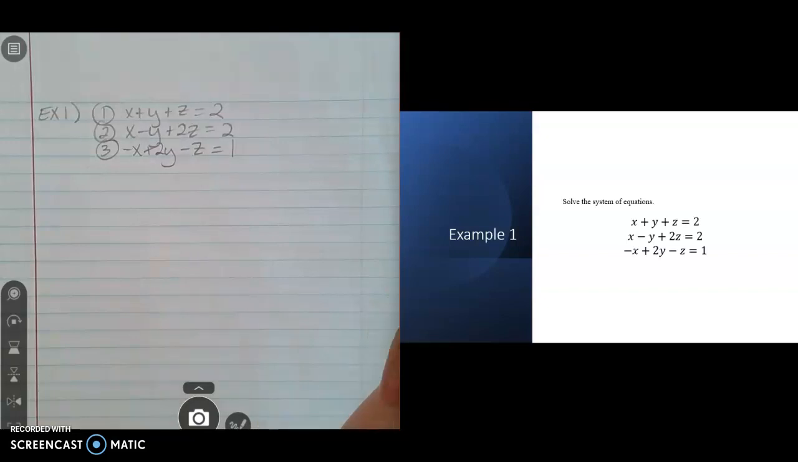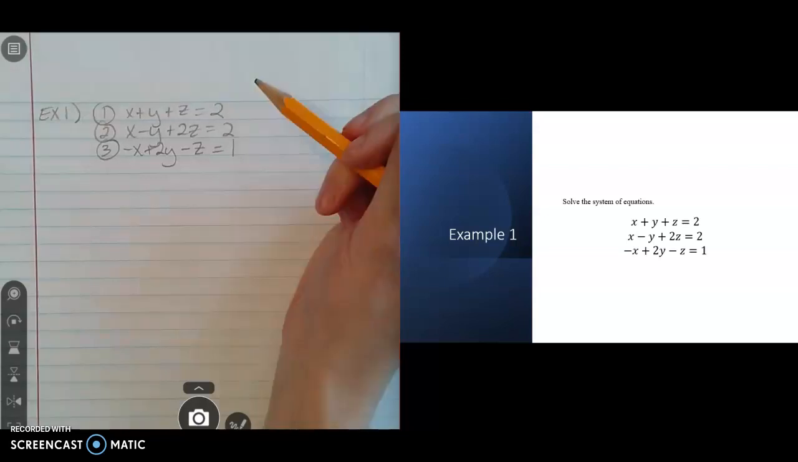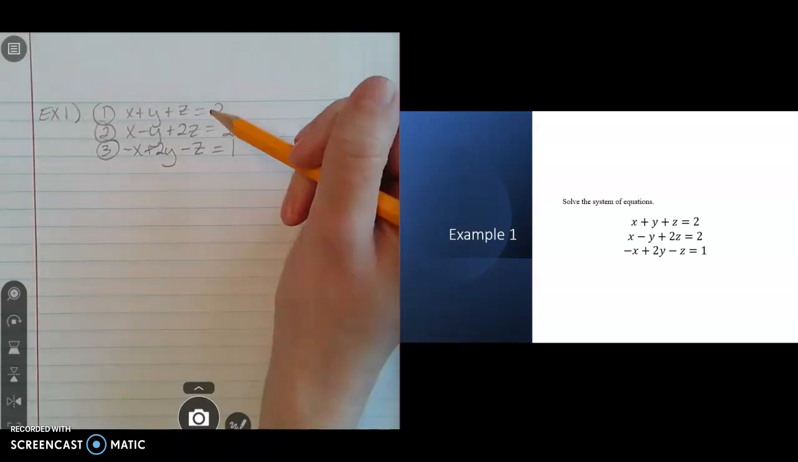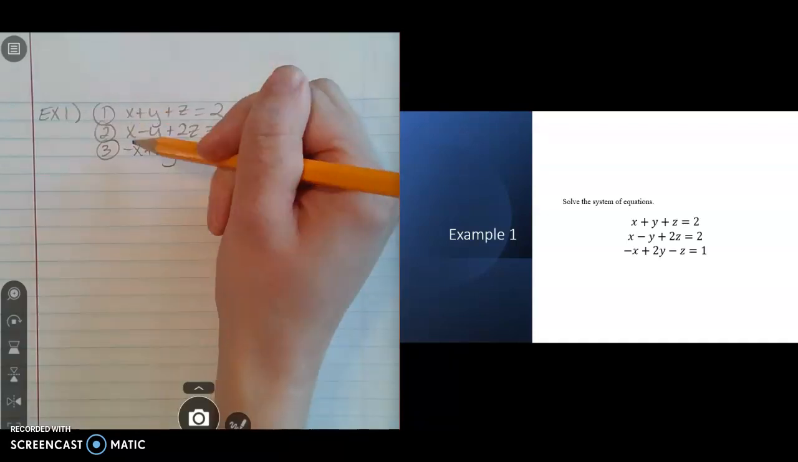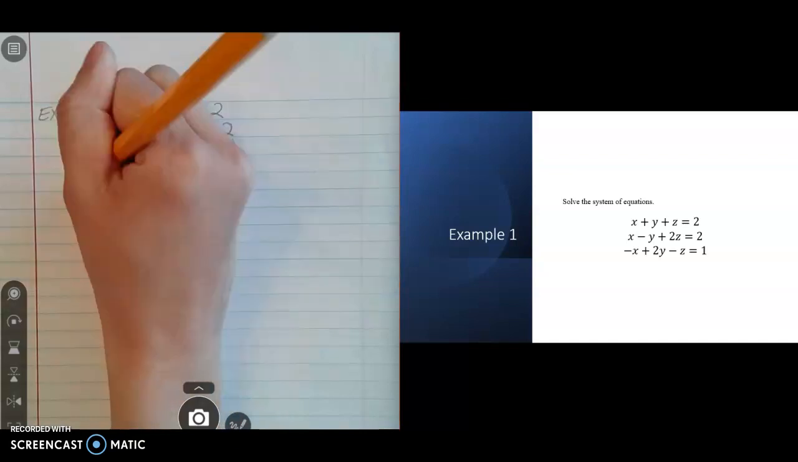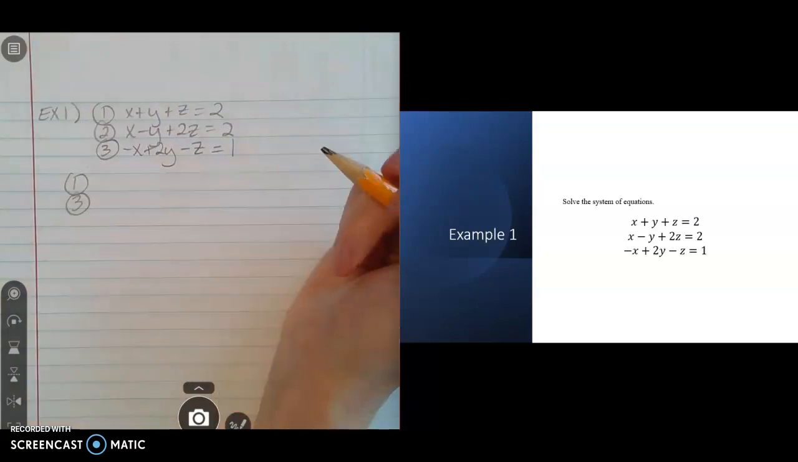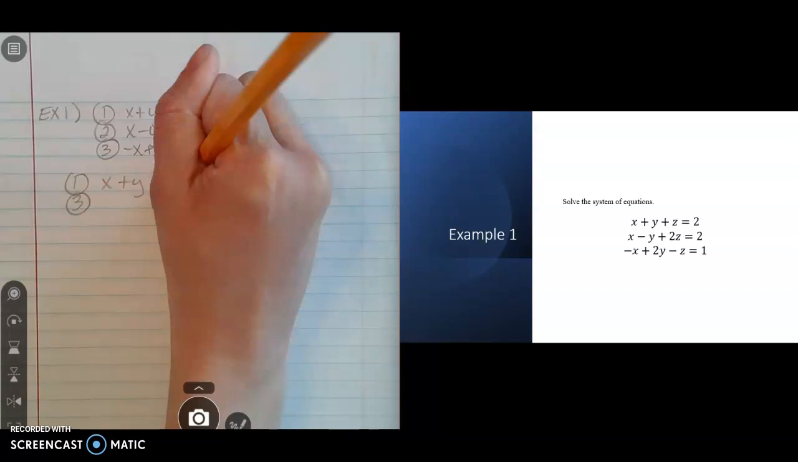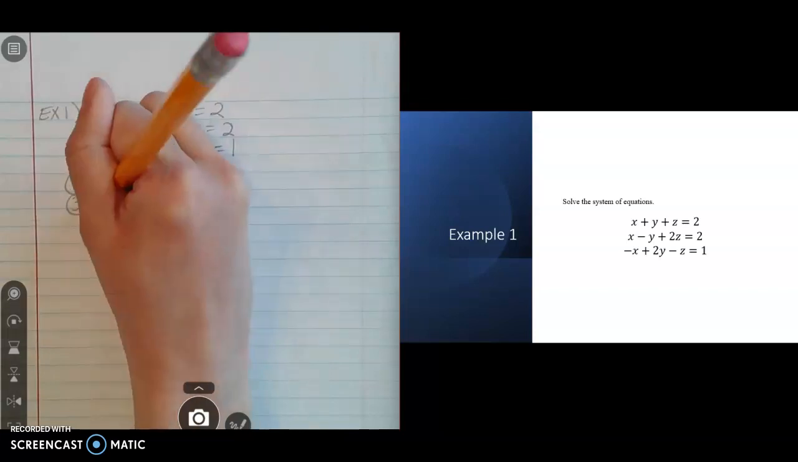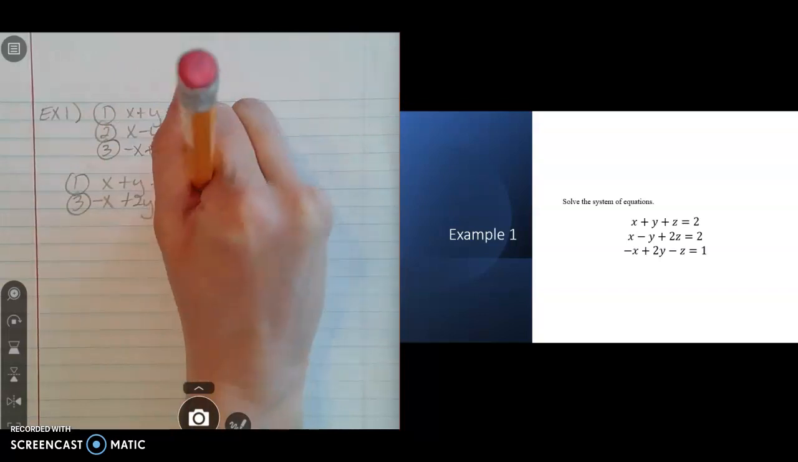So I'm going to try to eliminate a variable so that I can combine a couple of equations here. And it doesn't really matter. It looks like all of them are just as easy to eliminate. So how about we do equation 1 and 3 to eliminate the x's, okay? So equation 1 and equation 3 I'm going to combine together. Equation 1, again, is x plus y plus z equals 2. Equation 3 is negative x plus 2y minus z equals 1.